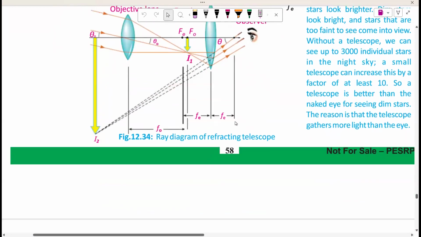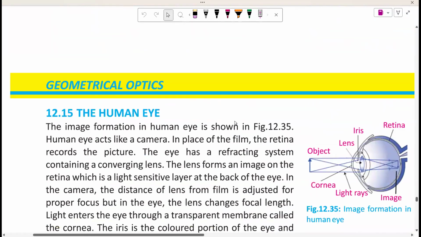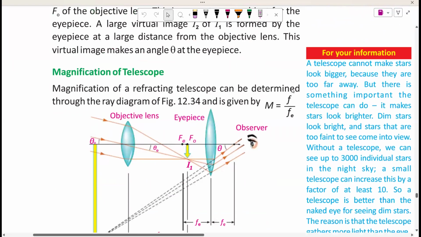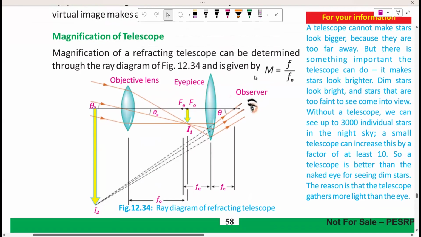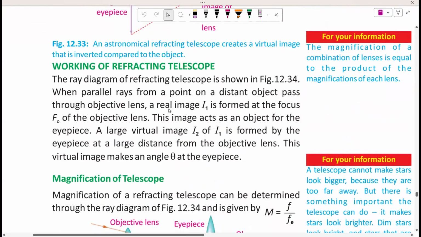Now if we look into the formula for the telescope, the magnification is given as M equals F over FE. The only thing that you need to understand in these diagrams is how to draw these diagrams, the proper angles, the distances mentioned, the images mentioned, and everything. There is not much to do in these kind of long questions. Again, telescope का एक basic theory उन्होंने यहाँ पे दिया हुआ है.